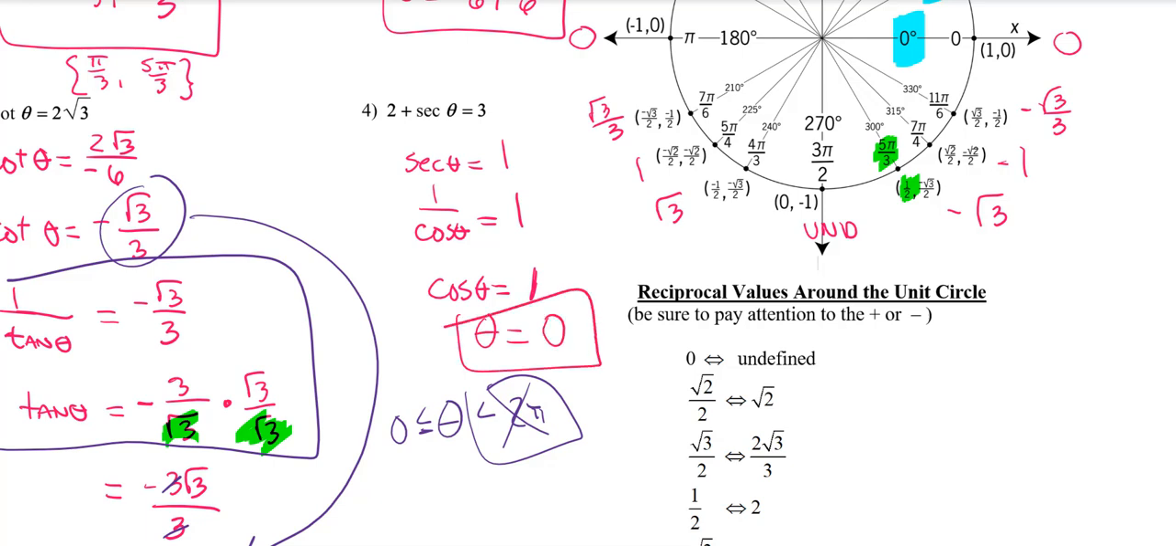And that's it. So there's a little bit of information to get you started on solving trig equations. And I hope you found this helpful.